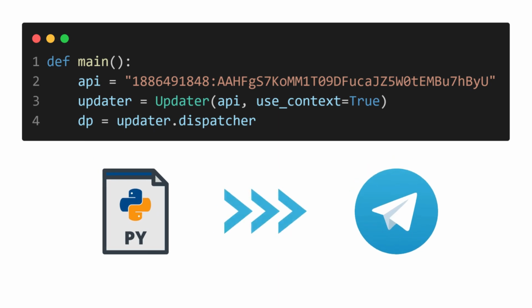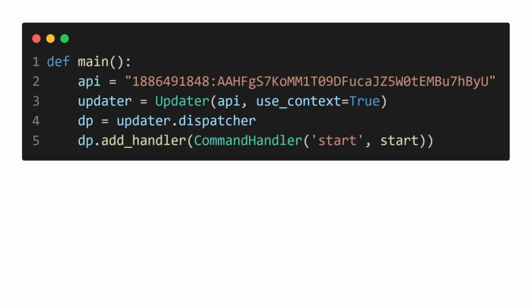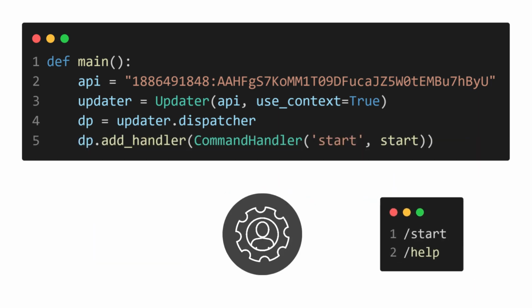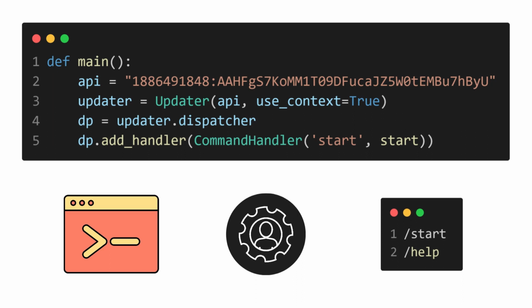Then we will add updater.dispatcher to a variable. Its function is to dispatch all kinds of updates to the Telegram bot. Then we will add a command handler. It will handle the messages that start with the slash command. So, command handler takes two main parameters. First, we will write the command name, and after that, we will write the callback function name. So, now whenever a user types slash start, it will run the start function.